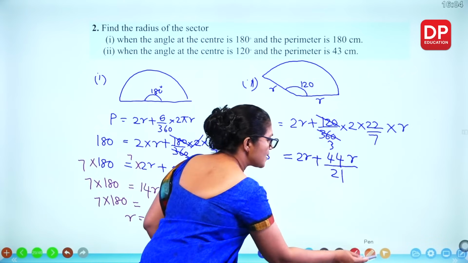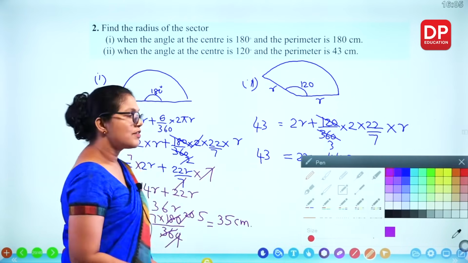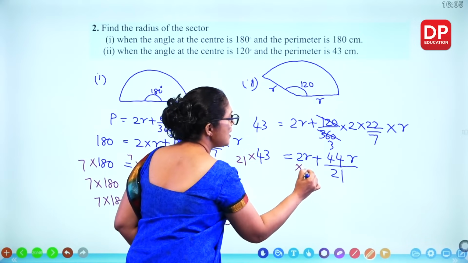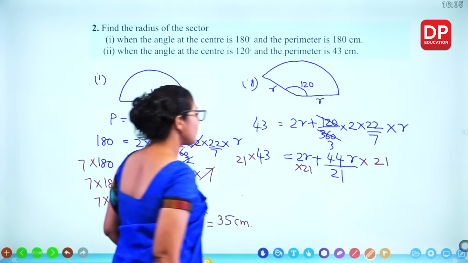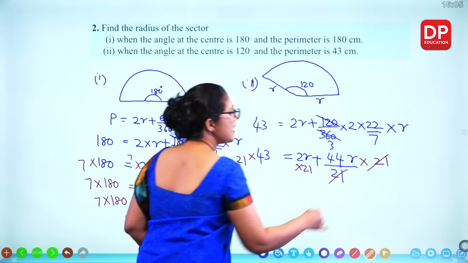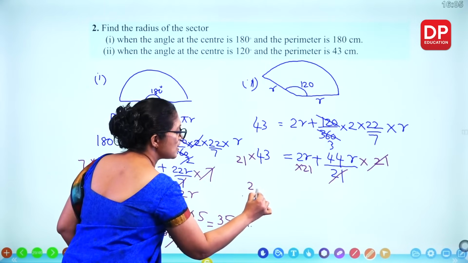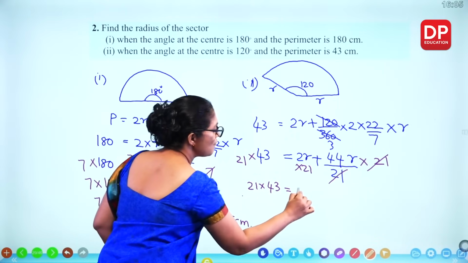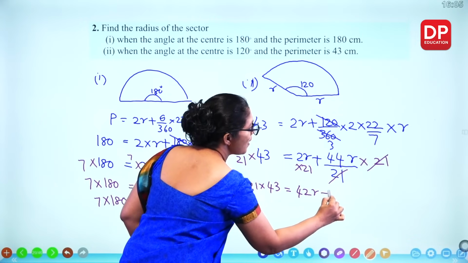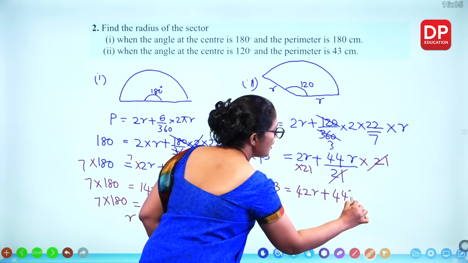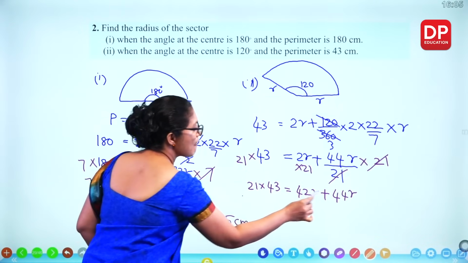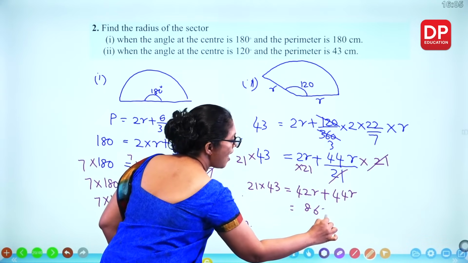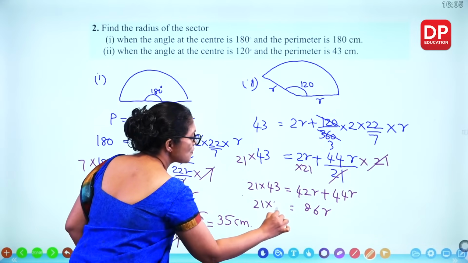Now, there's a fraction, so how can we get rid of this fraction? Multiply all these terms by 21. Then we see this 21 gets cancelled out. So what you get here: 21 times 43 is equal to 2 times 21, which is 42r, plus 44r. When you add these two together, 42 plus 44 is 86. 86r is 21 times 43.